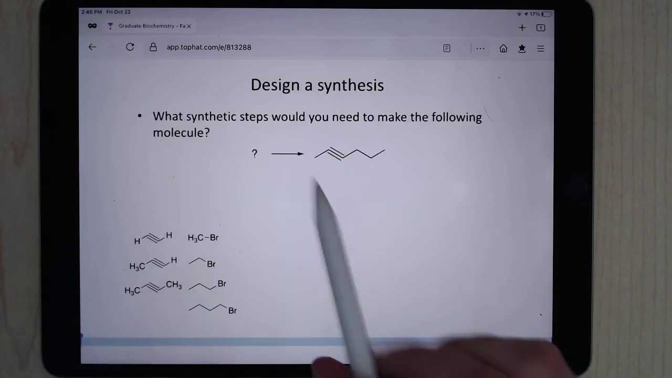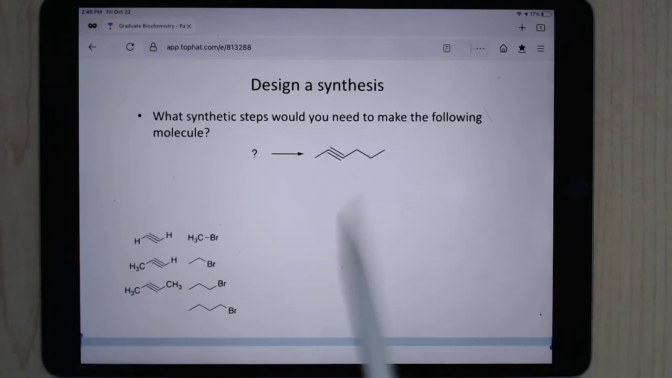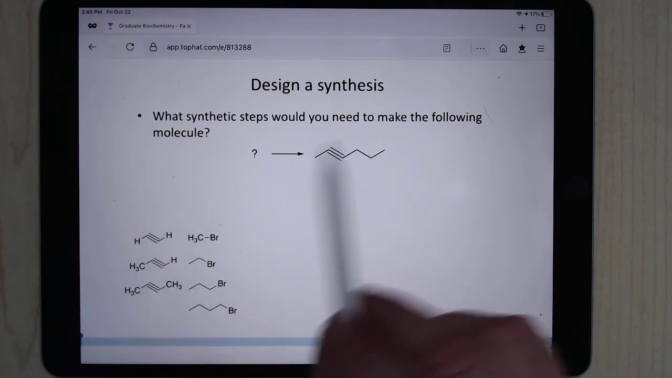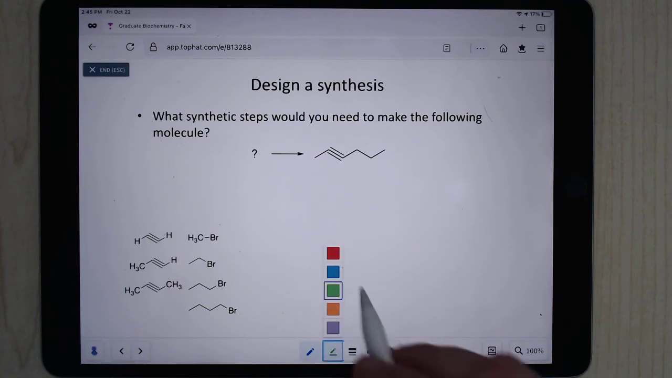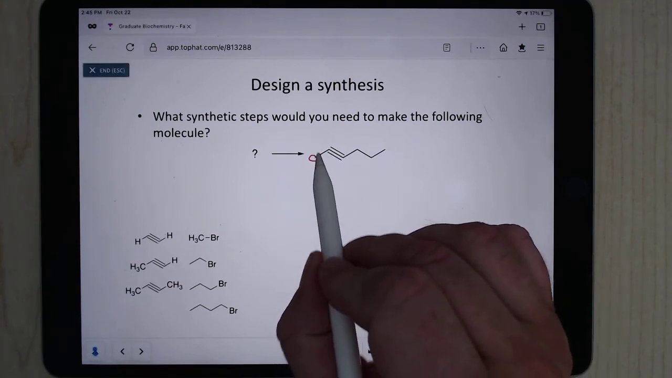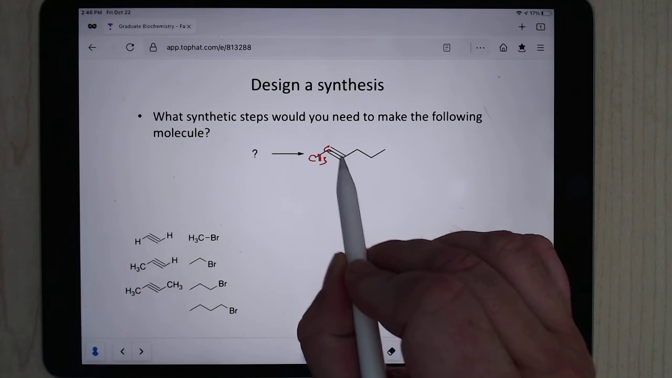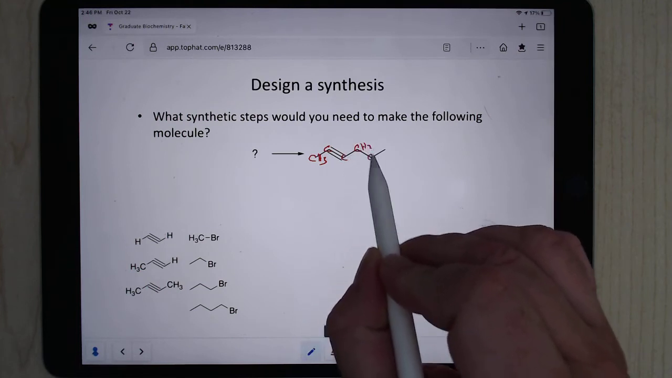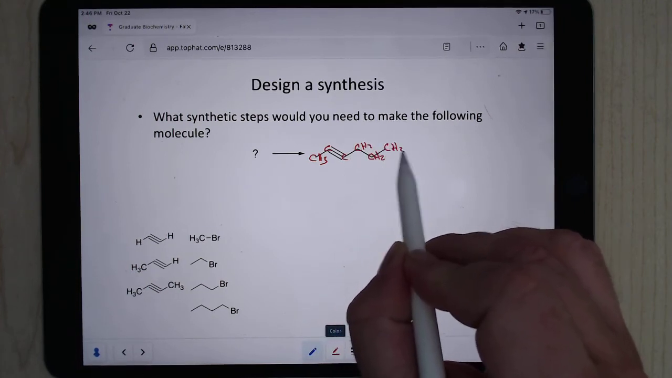So if we want to design these steps, if we start from here, how do we go about designing this molecule? Well, one of the first things you might want to do is just draw on those hydrogens: carbon, carbon, CH2, CH2, CH3 here.